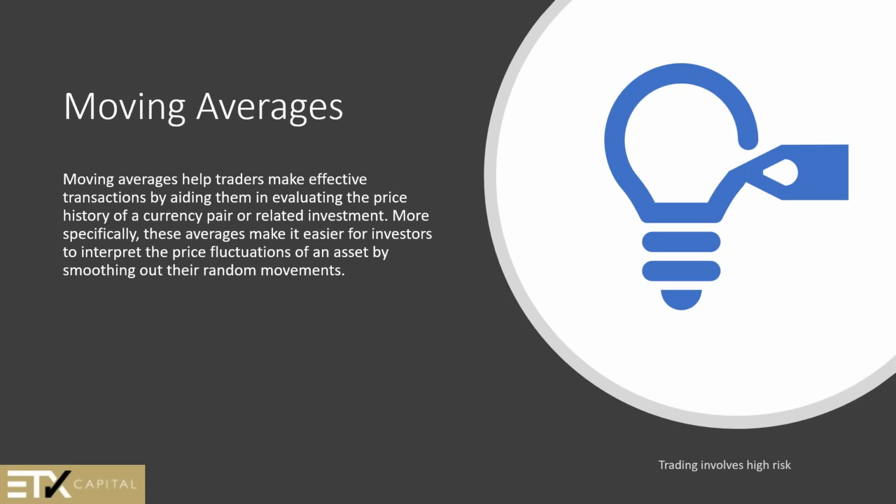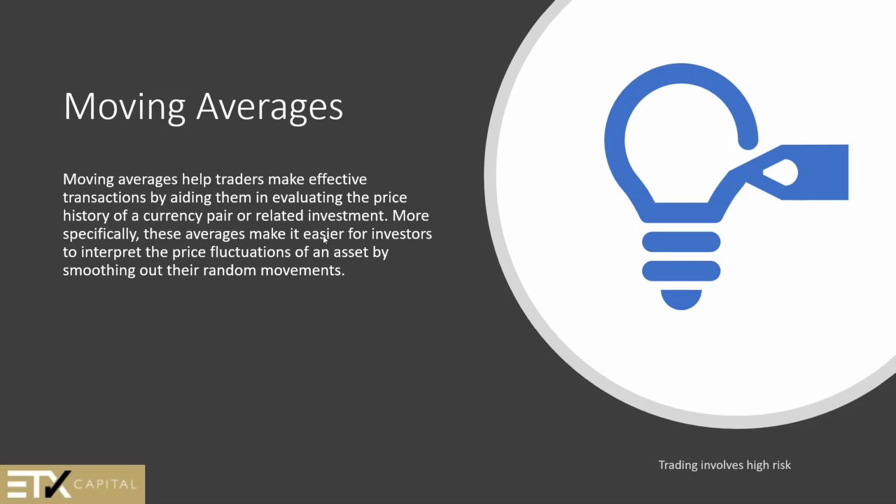Now, tonight we're going to be discussing one of the most dynamic and helpful technical indicators that we have. Okay, it serves many purposes and is not a complex indicator, but can be used and built into a great trading system. Moving averages help traders make effective transactions by aiding them in evaluating the price history of a currency pair or related instrument. More specifically, these averages make it easy for investors to interpret the price fluctuations of an asset by smoothing out their randomness and movements.